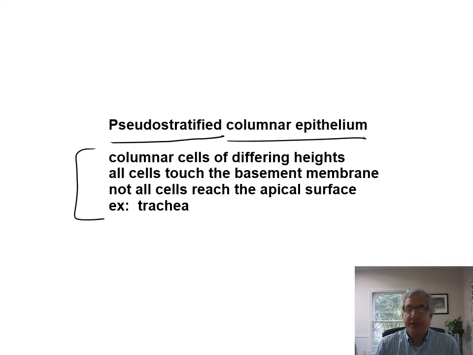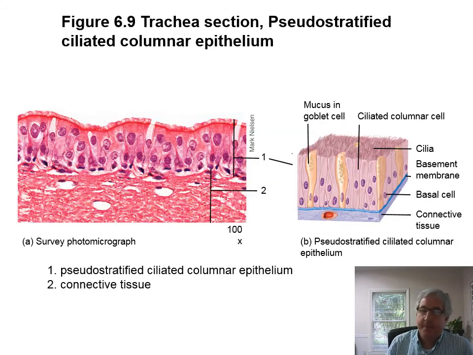All cells touch the basement membrane, so they all come down to the bottom, and they have to, because that's where the capillaries are, but not all cells reach the apical surface. So the trachea is one of those places you find these. Next slide.